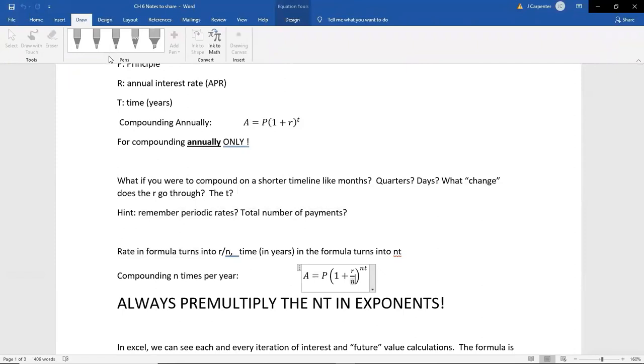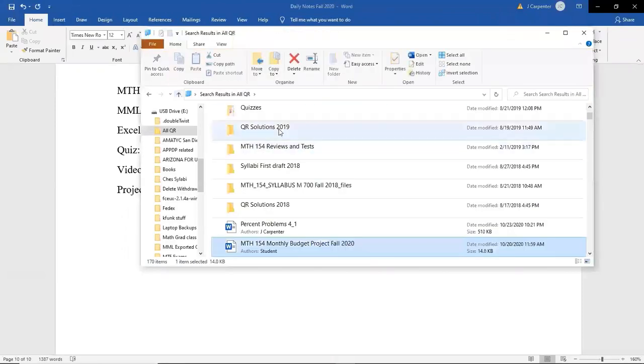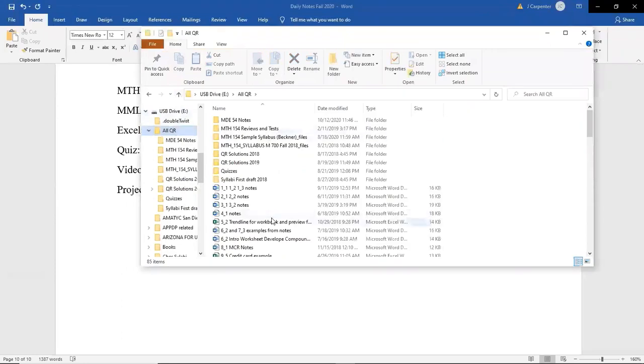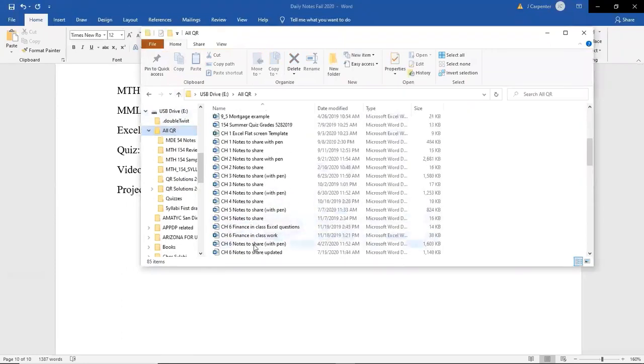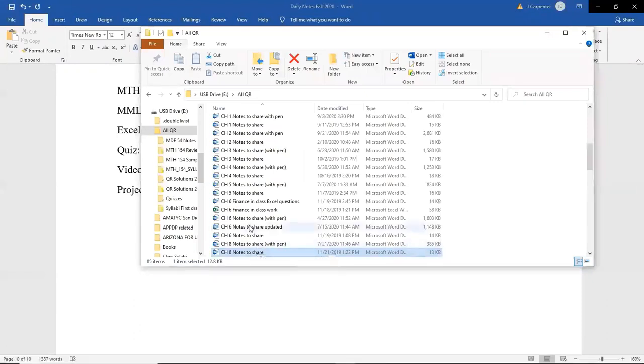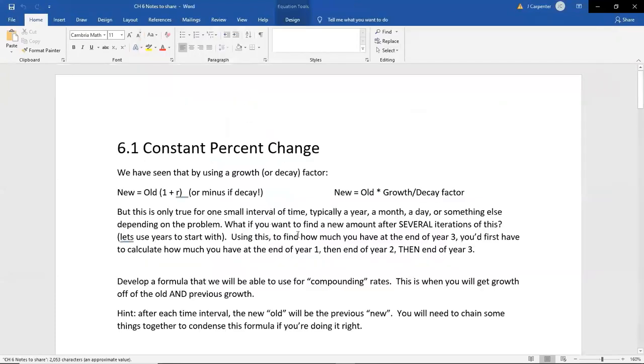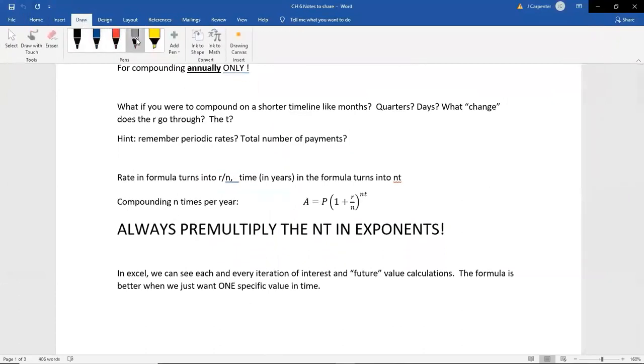That's not good. All right, sometimes this happens. I'm probably gonna have to close this and open it again, if that actually fixes it. Thank you for your patience. Chapter 6 notes to share. Nope, that's 8. I can read. Chapter 6 notes to share. Where did they go? I hope I didn't accidentally save that. There it is. Please. All right, there we go.